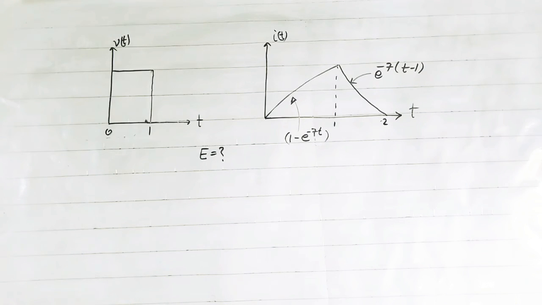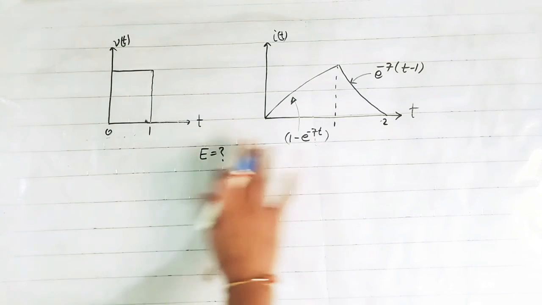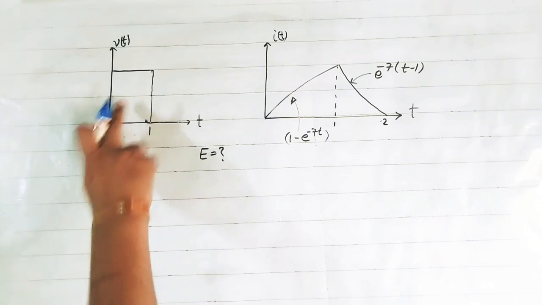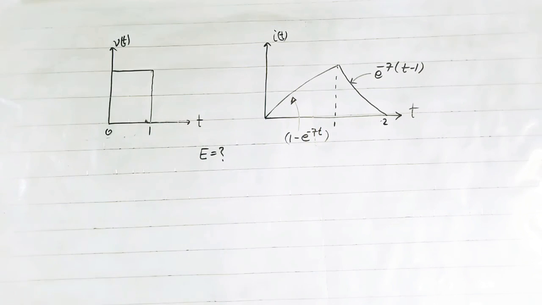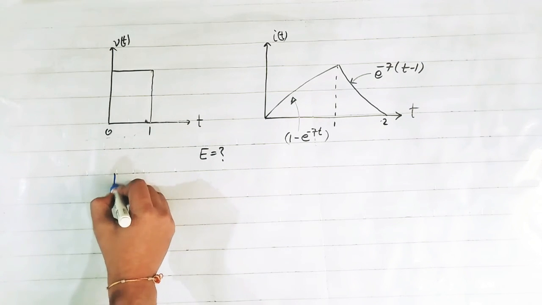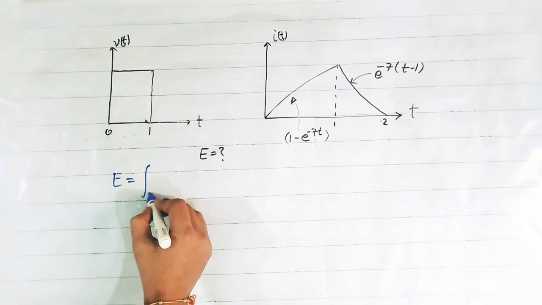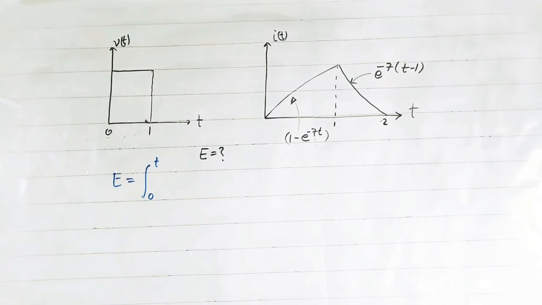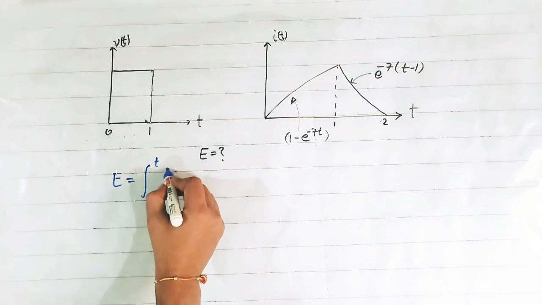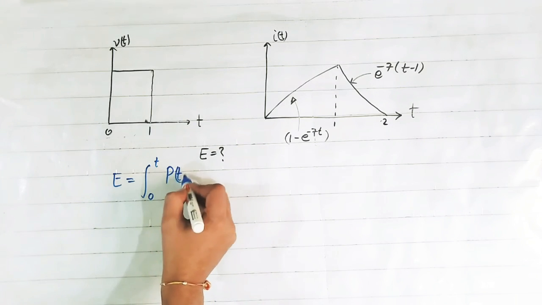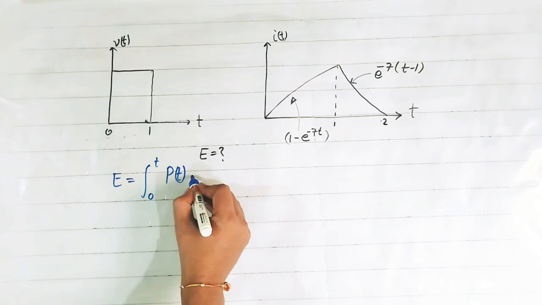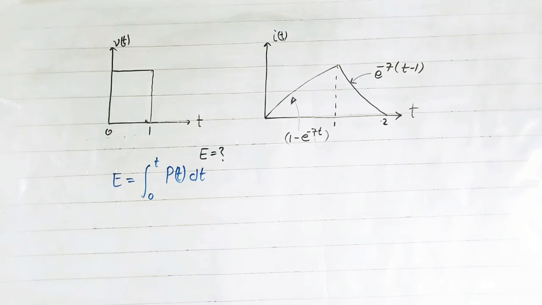Now see this question. Here two waveforms are given. This is the voltage waveform and this is the current waveform, and we have to find the energy E. We know that energy E is equal to the integration from 0 to T, where T is the time period for which we have to find the energy, and P is the power at any time t, into dt. So this is the formula of energy.